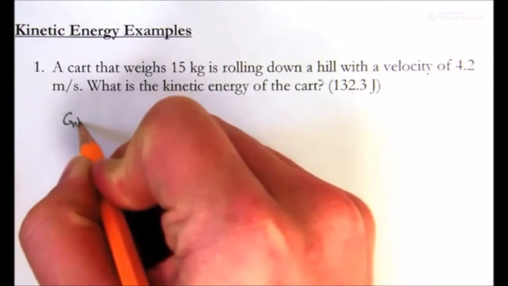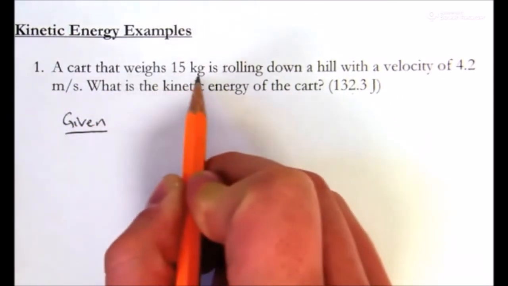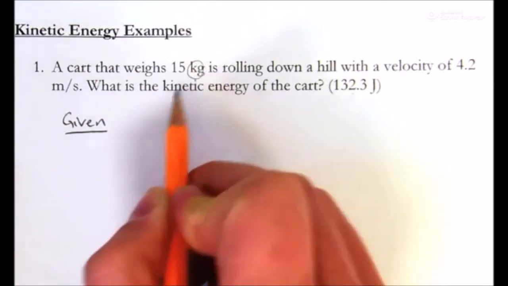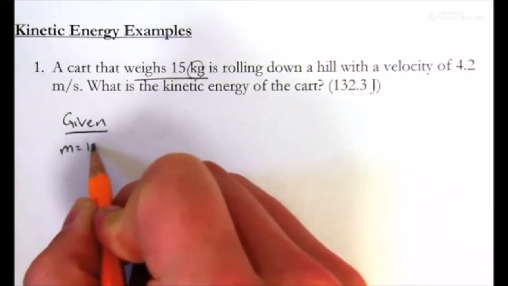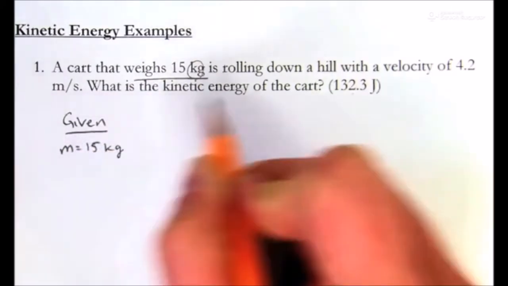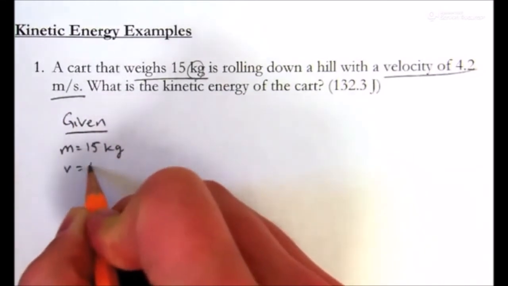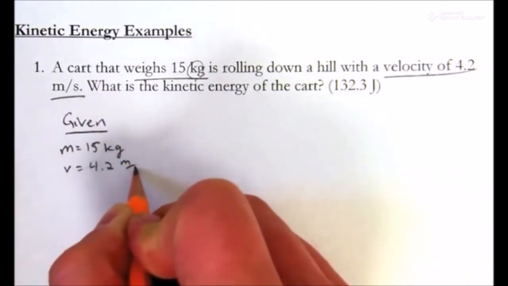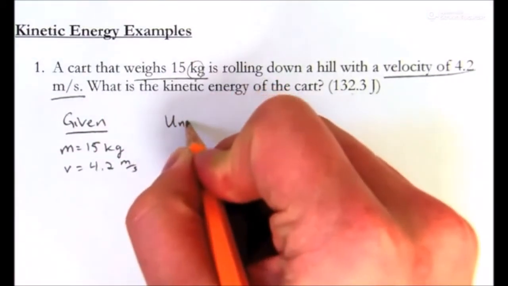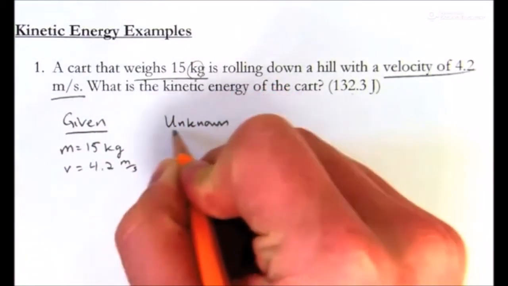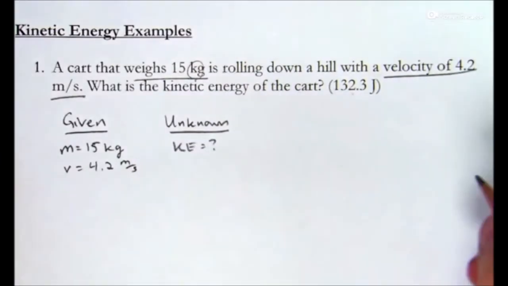Now, let's write down whatever quantities are given. 15 kg mass is given of the cart, so my mass is 15 kg. Now velocity is given as 4.2 meter per second. Now what is unknown? What is the kinetic energy of the cart? So kinetic energy is the unknown term.